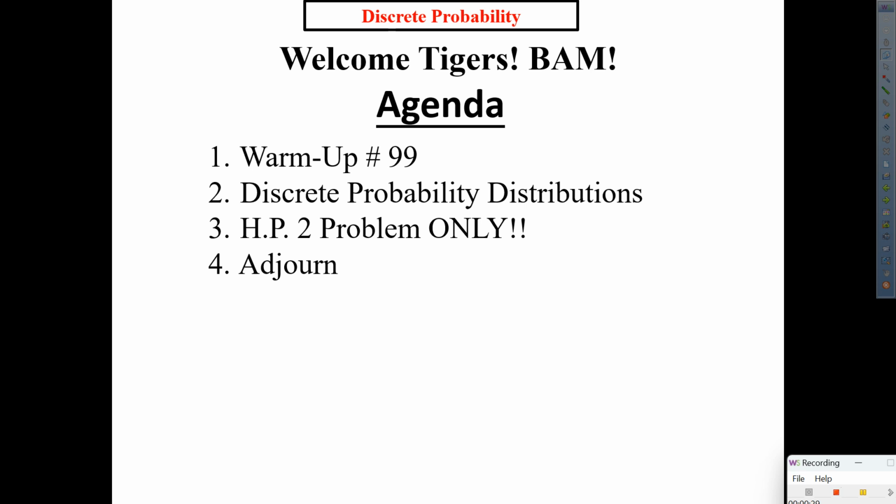Agenda for today: warm-up number 99, discrete probability distribution, and your homework for tonight, only 2 problems. Today we're just going to add a couple more things to what we did last week. We're just going to tweak it a tiny bit, which, if you're listening between the lines, means we're getting another formula. Let's go, one more formula.